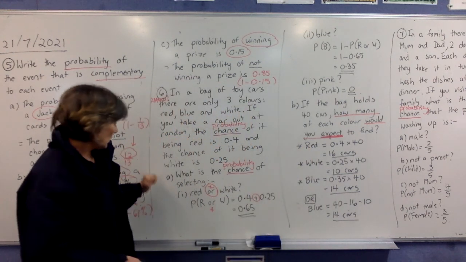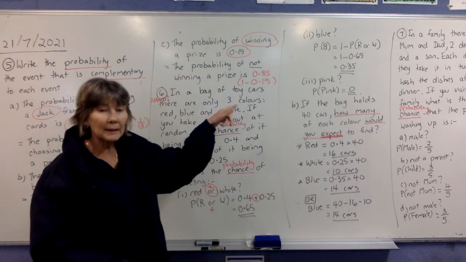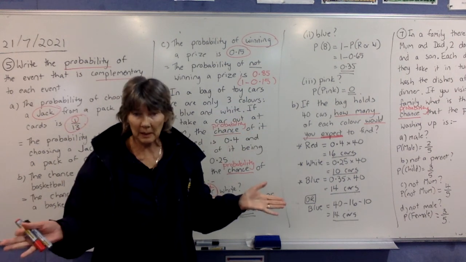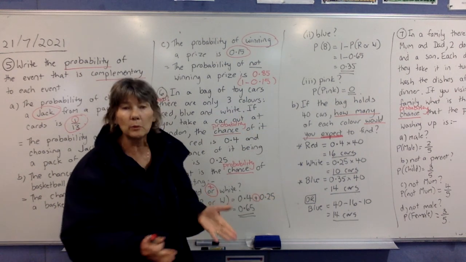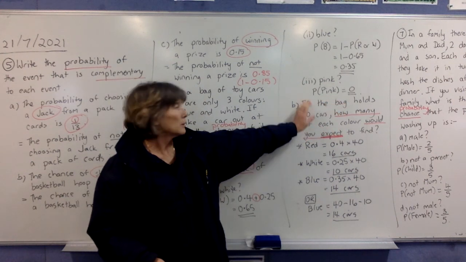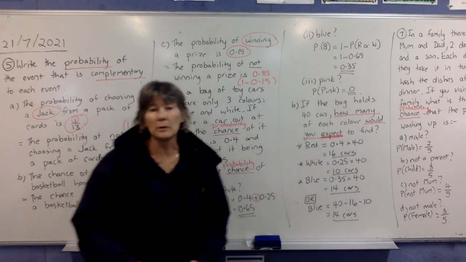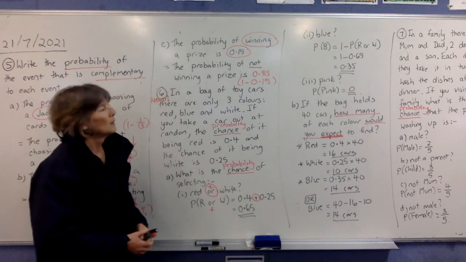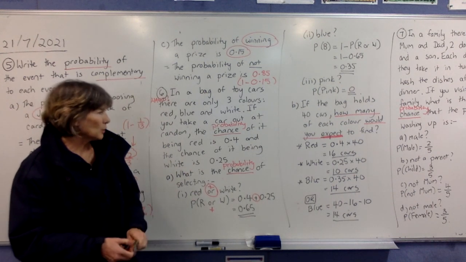The next one, what is the chance of selecting a pink car? Now, there are no pink cars. They told you there are only red, white and blue cars. So that's been thrown in to confuse you. The probability of getting a pink car is 0. It's impossible.